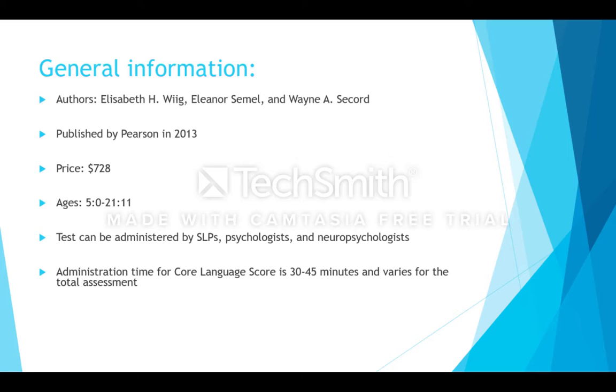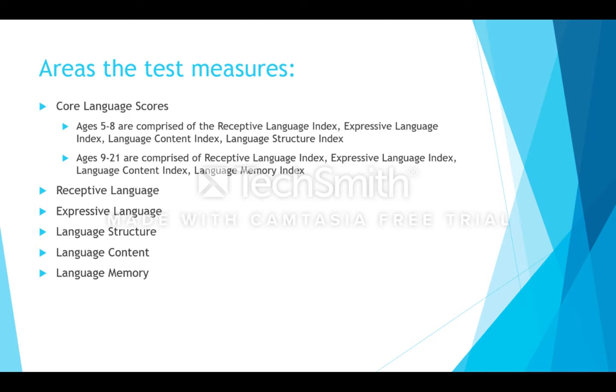The ages for the test are ages 5 to 21 years and 11 months, and there are different components for the test that are based on these ages that we'll go into more detail about later. The CELF can be administered by SLPs, psychologists, and neuropsychologists, so it just depends on what you're trying to do when you assess a client on who needs to use the test. The administration time for the core language score is about 30 to 45 minutes, and to give the entire assessment, the time is going to vary based on what all you give. That makes sense. Okay, so now the areas the test measures.